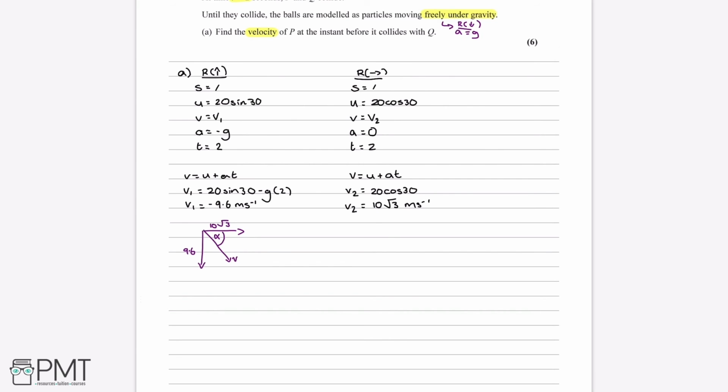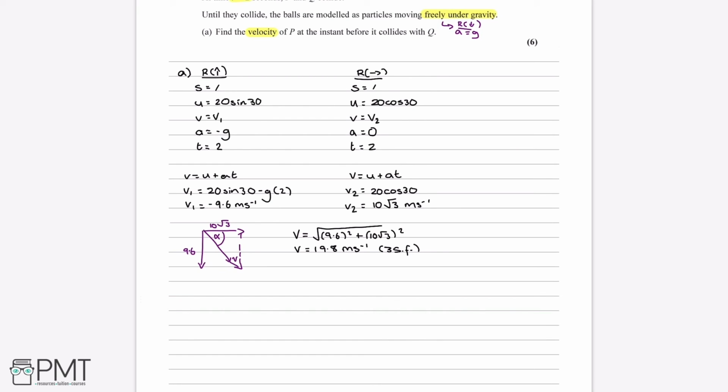If first of all we find the actual value of v, we can see that this makes a right angled triangle, because if this here is 9.6, then this here is also 9.6. Therefore, to find the resultant of these two, we use Pythagoras' theorem, where we have 9.6 squared plus 10 root 3 squared, and then we find that the resultant of these two is 19.8 to 3 significant figures.